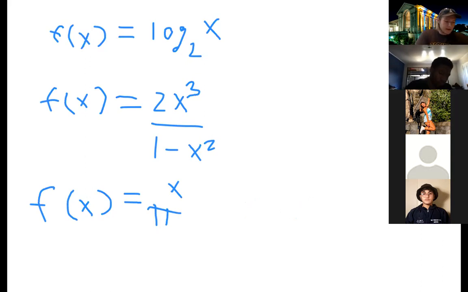Same thing now. I just want to go over, let's see. So basically we just want to recognize functions. So in this case, these are considered logarithmic functions, right?